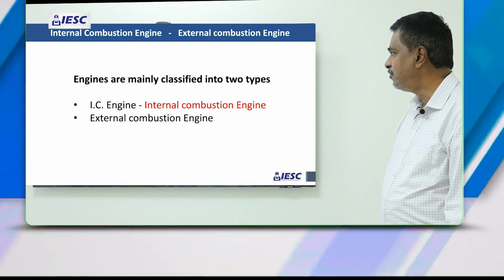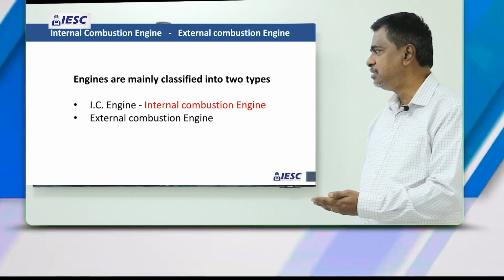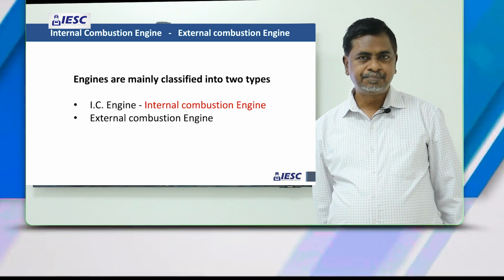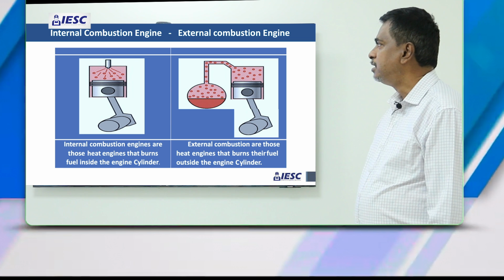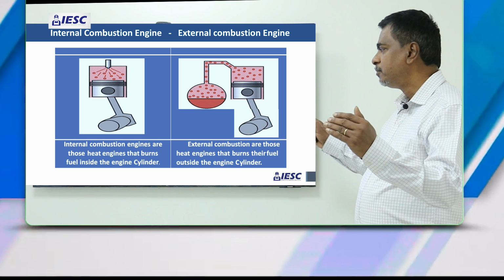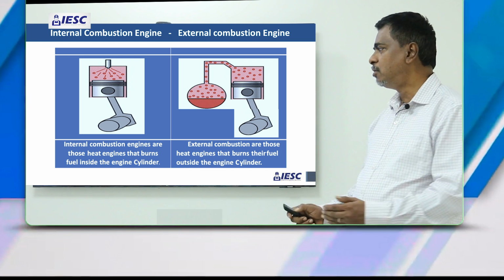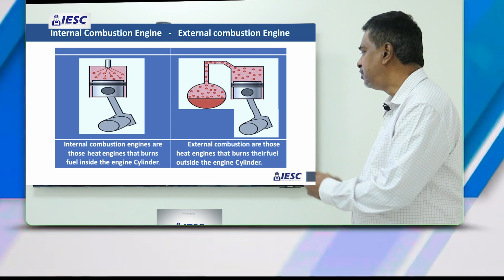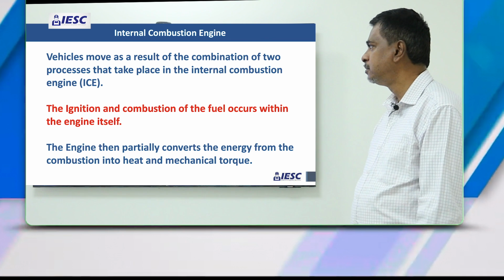Engines are mainly classified into 2 types. One is the IC engine, that is the internal combustion engine, which is more popular, and the other one is the external combustion engine. Now we can see in the picture the internal combustion engine. The heat engines that burn the fuel inside the engine cylinder are called internal combustion engines, and when the fuel is burned outside the engine, it's called an external combustion engine.